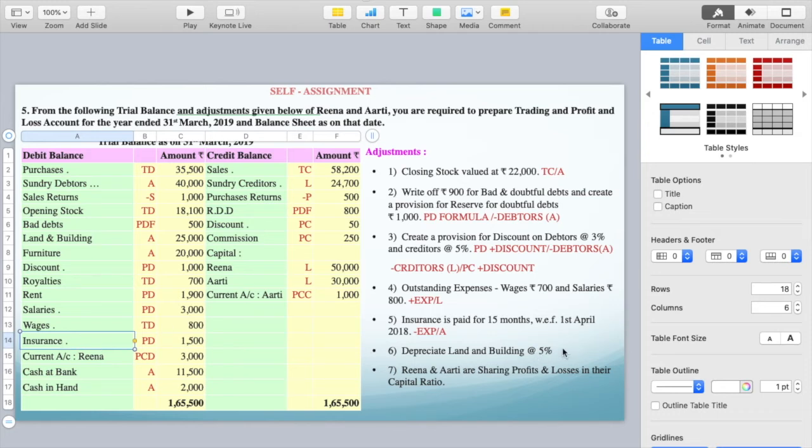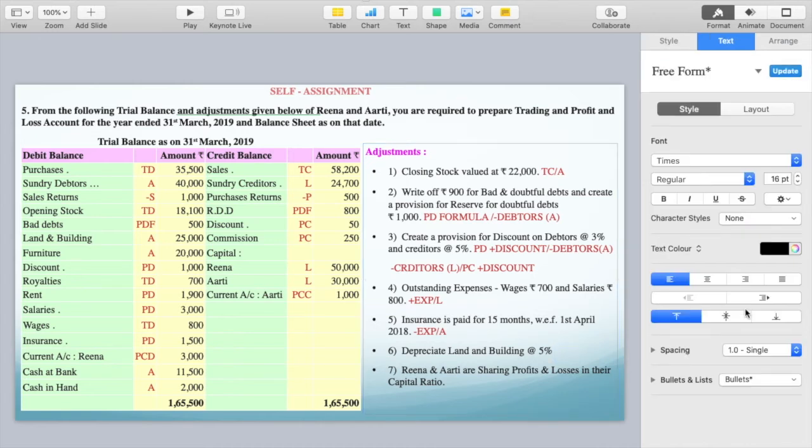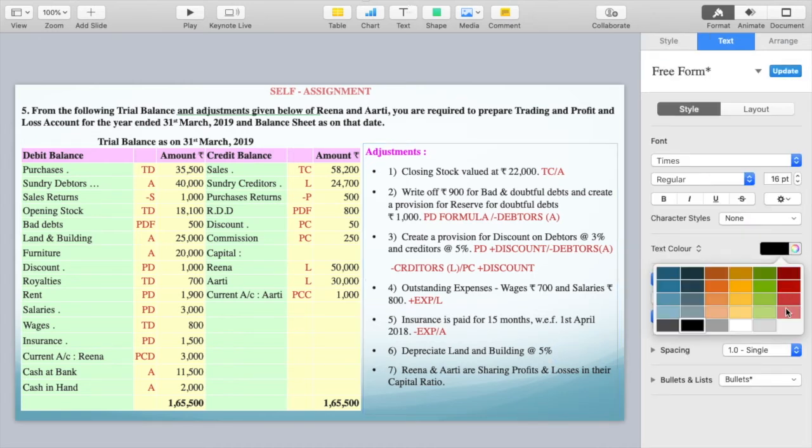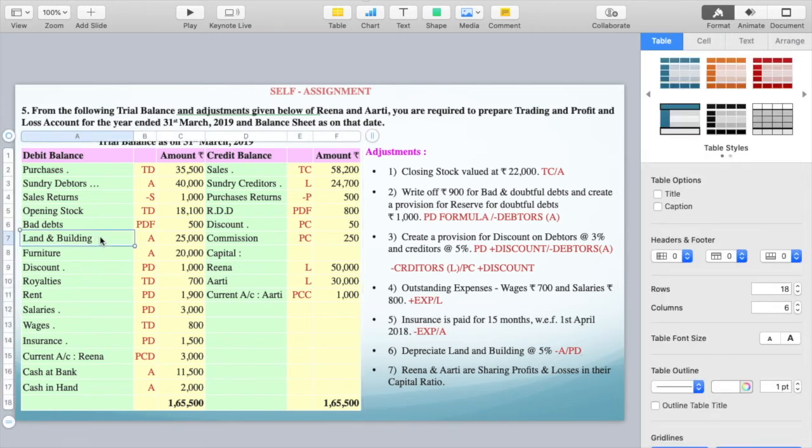Then depreciate land and building at the rate of 5%. So it's a simple depreciation transaction. This also we have done in almost all the questions. So less from assets and profit and loss account debit side. So put one tick mark on land and building, right?